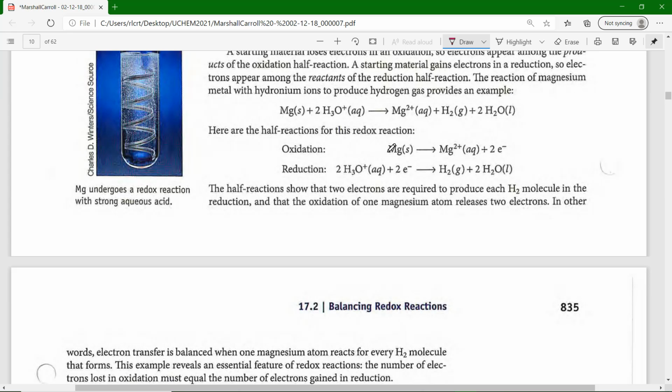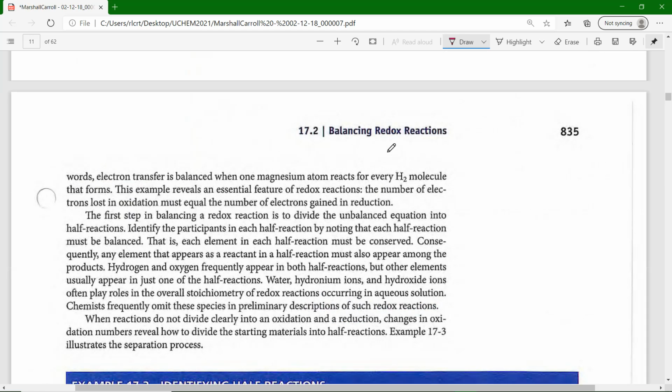When I'm balancing in basic environment, here's a trick. Now, not every book does this, but the cool people do. I'm going to pretend it's an acidic environment, and then at the very end, I'm going to add OH minuses to both sides.